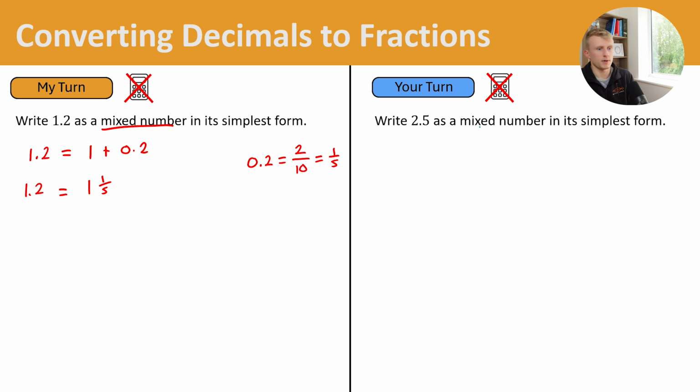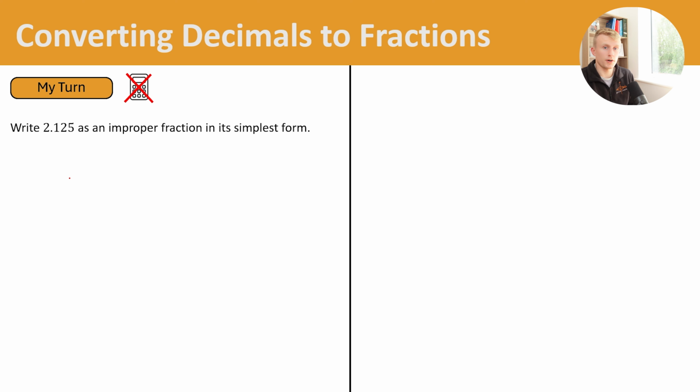Write 2.5 as a mixed number in its simplest form. So 2.5 is equal to 2 add 0.5. And 0.5 is 5/10ths, which is equal to 1/2. So 2.5 is equal to 2 and 1/2. Let's look at our next example.